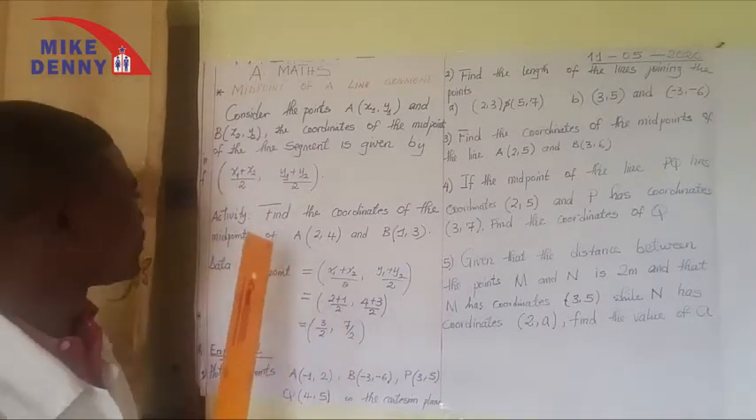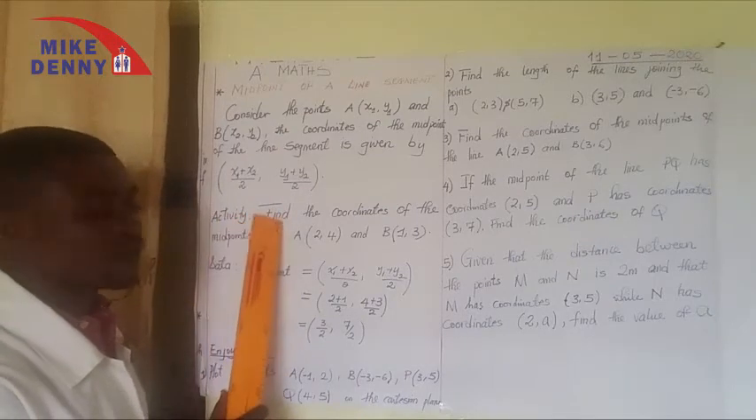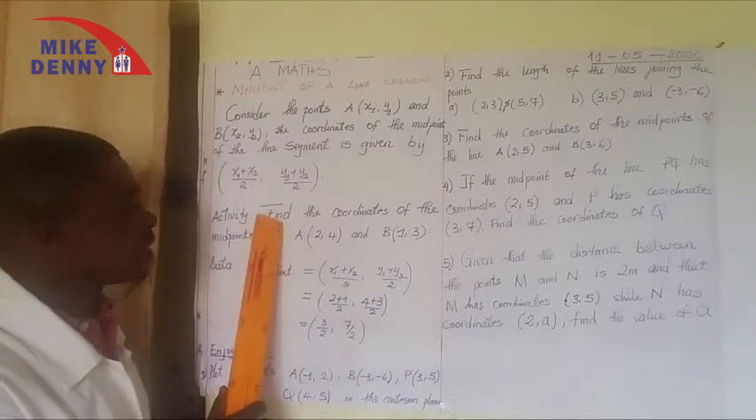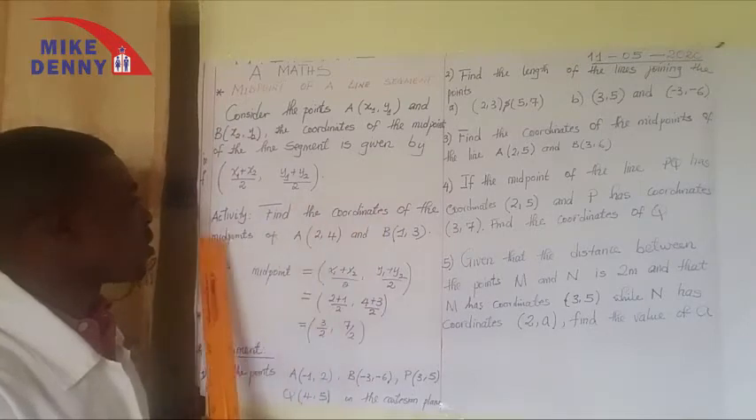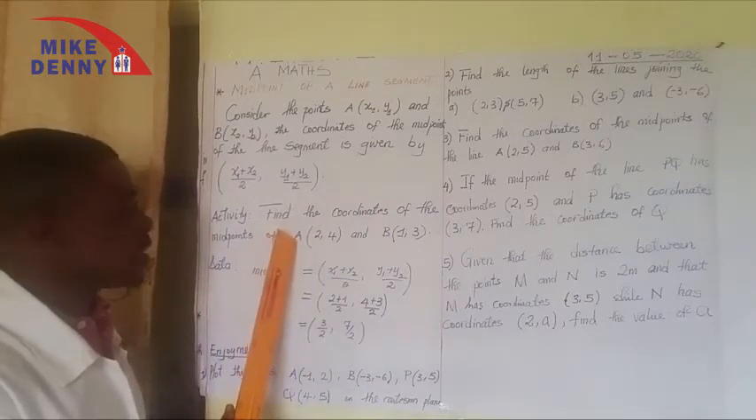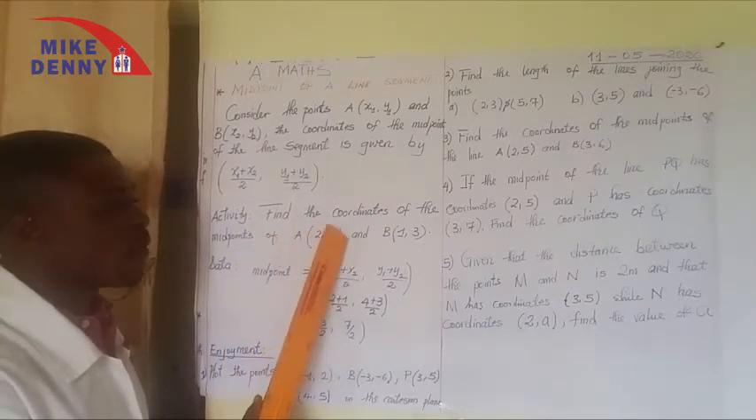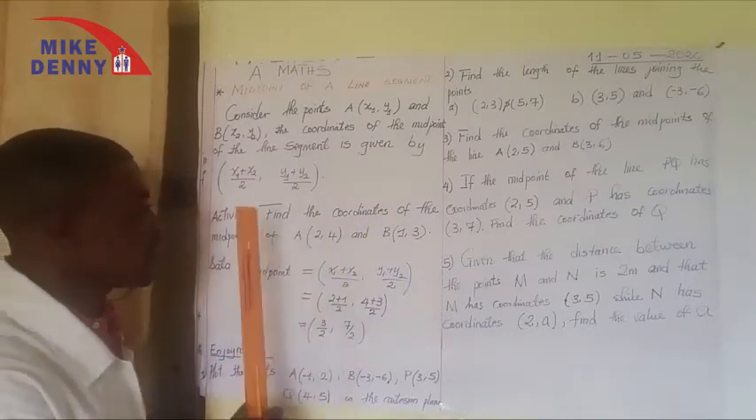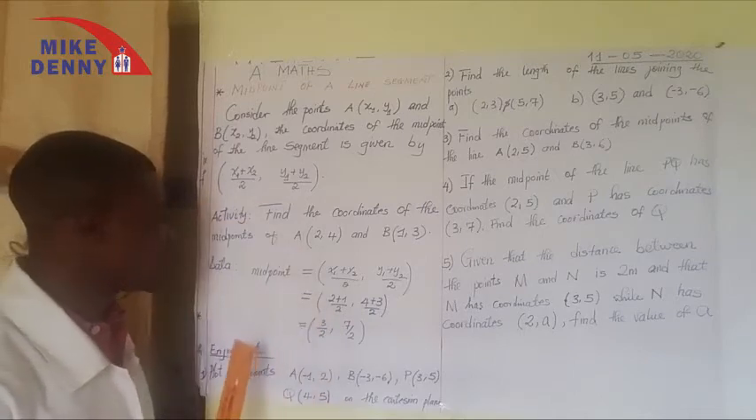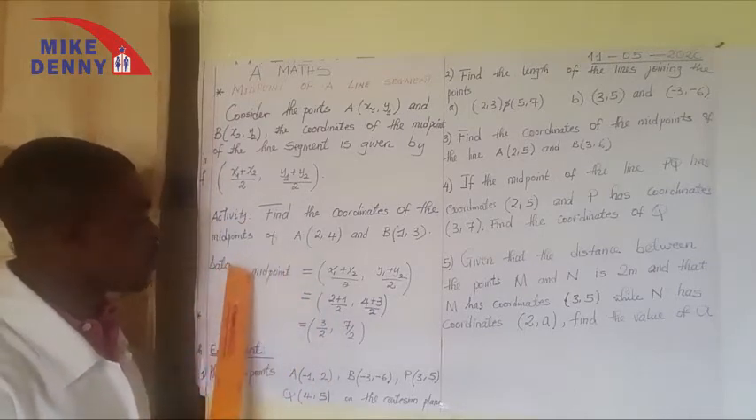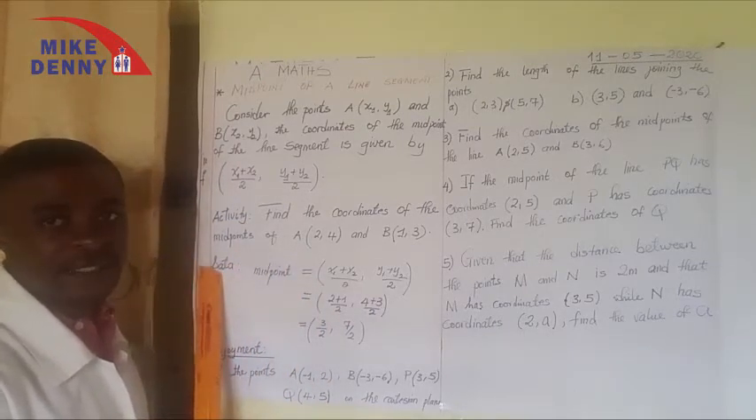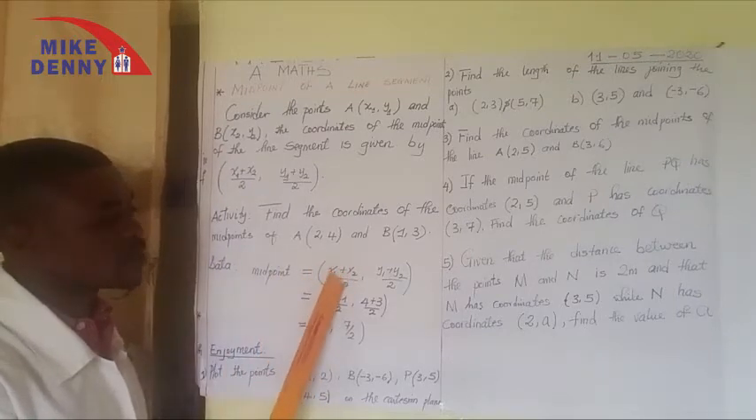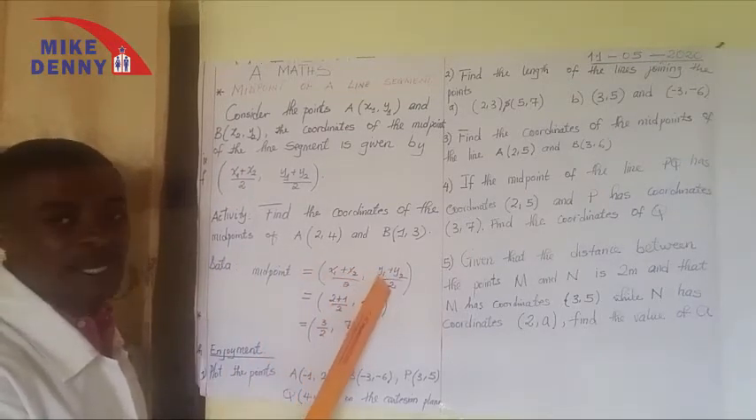At this point, I have to work with my activity. The activity says, find the coordinates of the midpoint of A(2, 4) and B(1, 3). So I have two points, A(2, 4) and B(1, 3), and I want to find the coordinates of the midpoint. Recall my formula. So this is the solution: (x1 + x2)/2, (y1 + y2)/2.